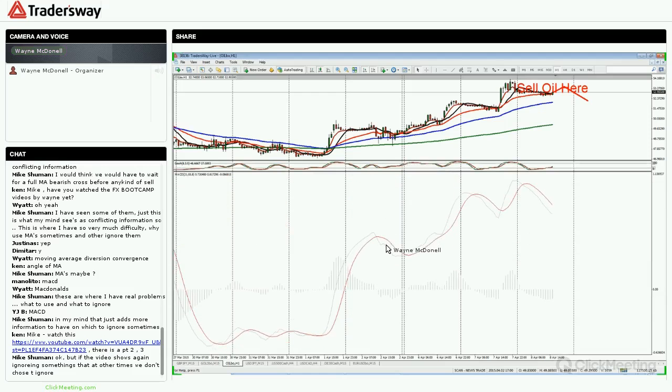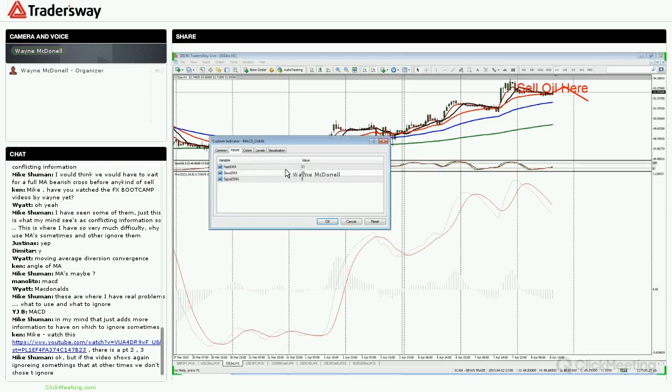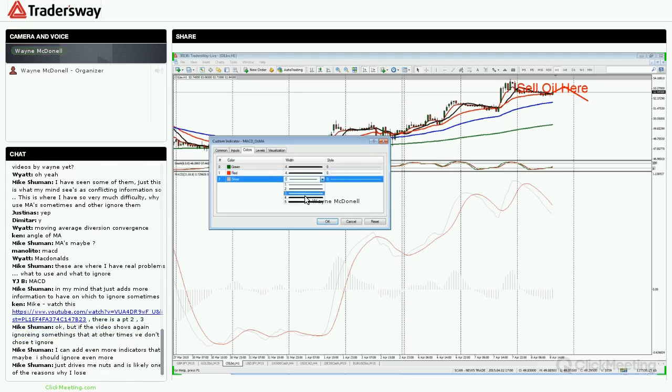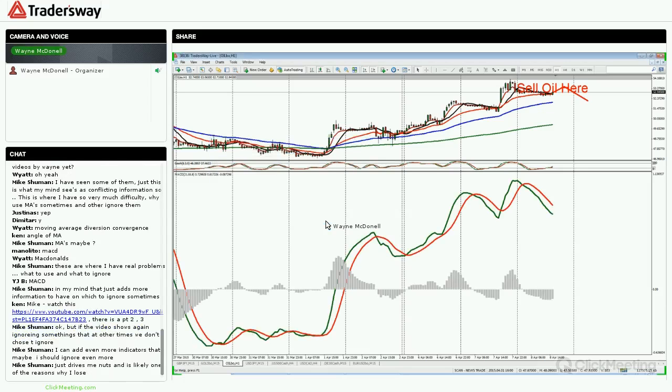Well, let's talk about this. Hang on, let me open this up. Let's fatten up the colors a little bit. First of all, let's change this just for fun, green. Fatten this one up a bit. Both of them are 4. Okay, and we'll fatten up the water line so you can also see it. Good. There it is. So what is the MACD telling us now?